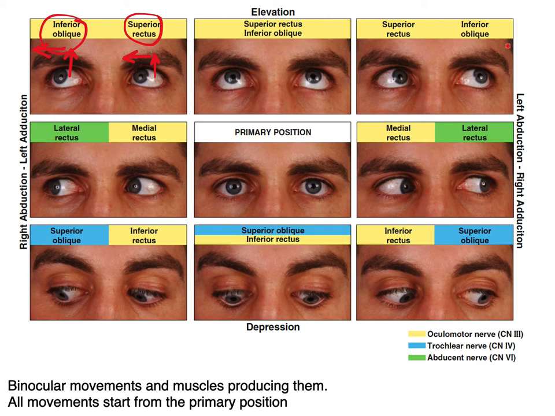Opposite to it, the other, this one, right? Because you start from the primary position here. Look up. Who's moving you up in the center like this? Superior rectus and inferior oblique. While looking to the floor, the inferior rectus and superior oblique, because you know superior oblique muscles work against their function.